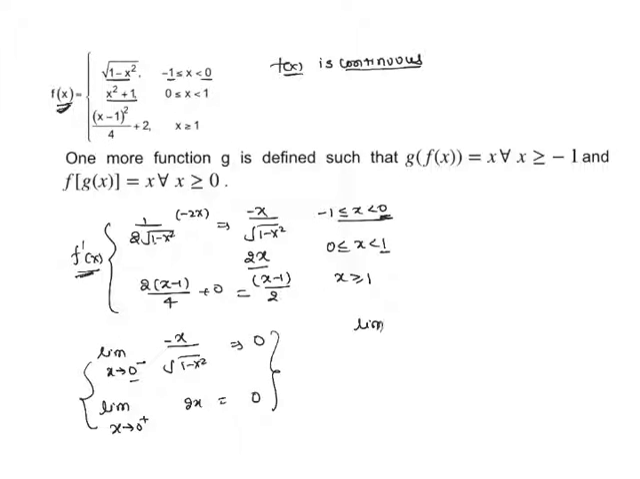So limit x tending to 1 minus f dash x function is what? 2x. So what will get? 2.